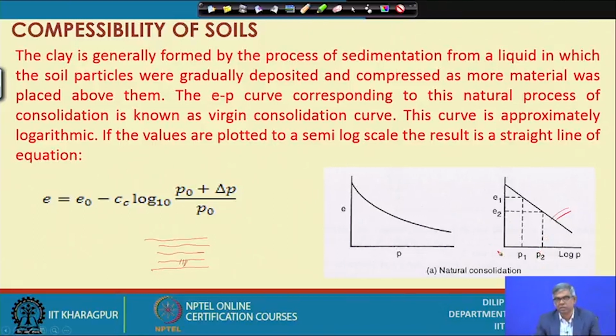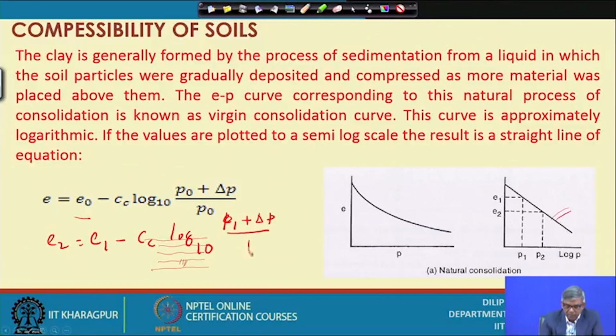Generally we use a semi-log graph, and then you will see that P1, P2 can be read directly from there, and E1, E2 you read directly from here. So, E will be equal to E naught, here in terms of E1, E2. So, E2 will be equal to E1 minus Cc into log 10 base (P1 plus del P) by P1.